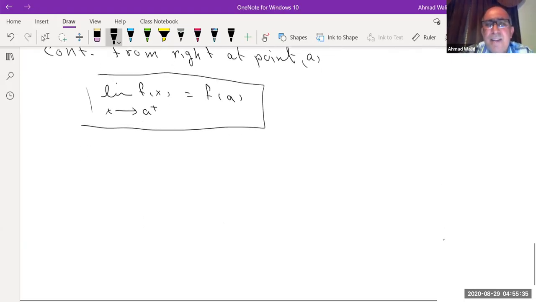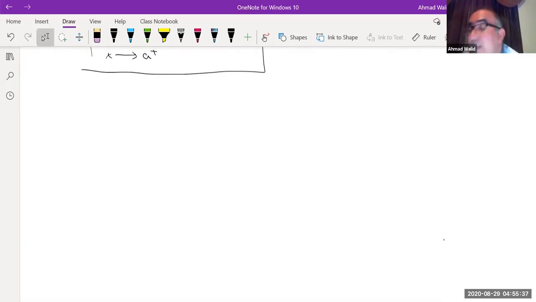I'll do an example. It's kind of a proof, but not difficult. It's an easy proof. Let me show you how you check if a function is continuous at the right endpoint and the left endpoint, correct?